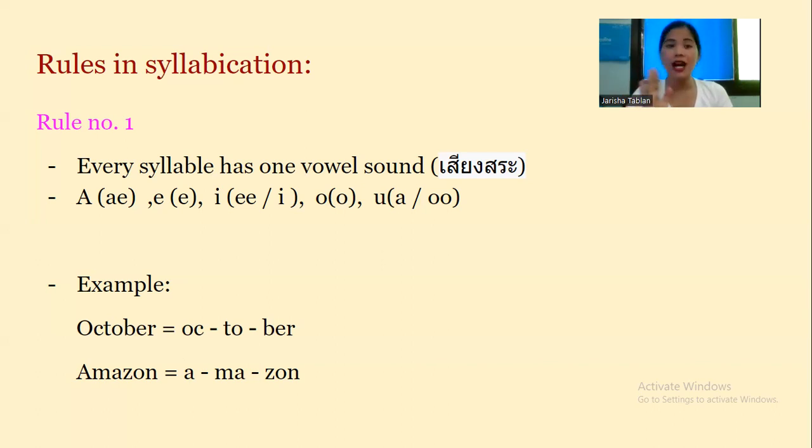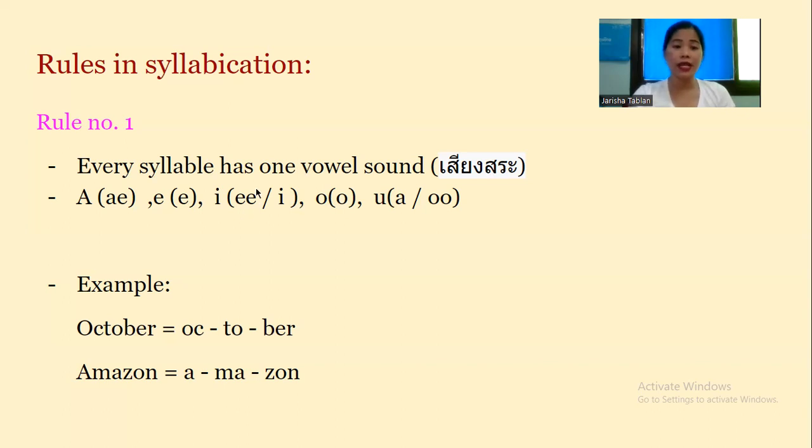Vowel sound. It's not a vowel letter. It's not the vowel letters A, E, I, O, U. It's the vowel sound. So what are the vowel sounds? The vowel sounds are: a, as in apple, ant. Next, the second one is e, as in elephant.